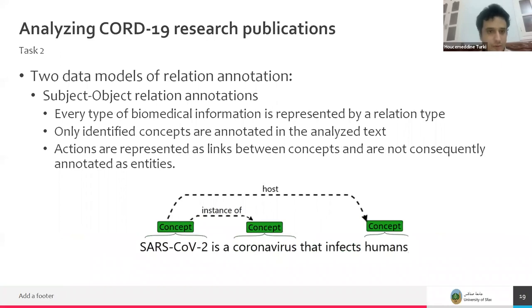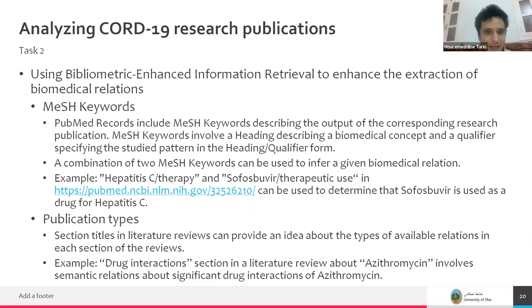Okay. Thank you. So one last method to infer relations and add them to Wikidata is the use of bibliometric-enhanced information retrieval. For example, we can use the MeSH keywords. For example, hepatitis C therapy and suppositories therapeutic use in these publications can determine that suppositories are used as a drug for hepatitis C. So we now have plenty of keywords for COVID-19 publications that are included in PubMed. We can use all these terms, using latent Dirichlet allocation, to build a kind of graph with good accuracy.